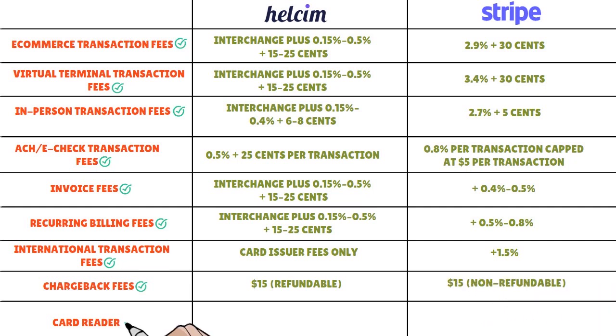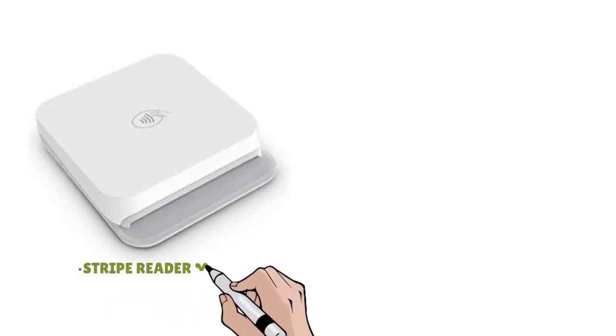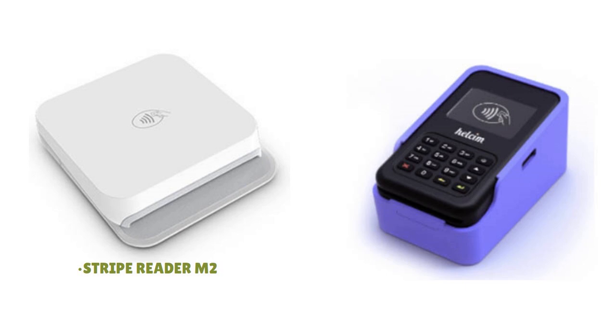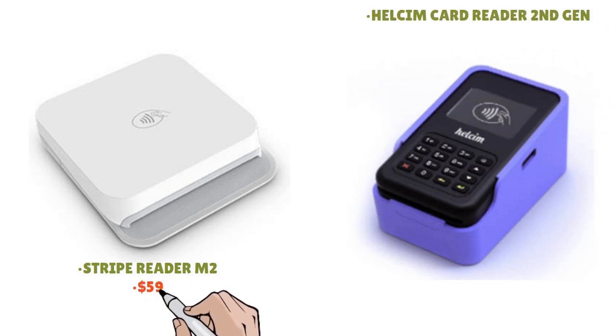And the card reader: Helcim is charging you 109, whereas Stripe is charging you 59. So you can see that Stripe actually wins here. Okay, something to think about. Overall, it really depends on what you're looking for. I'm showing you on the screen here the Stripe Reader M2, but also the Helcim Card Reader second generation. $159. The other one, $109.